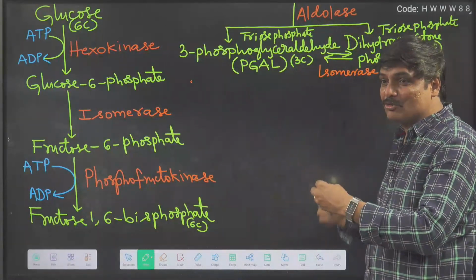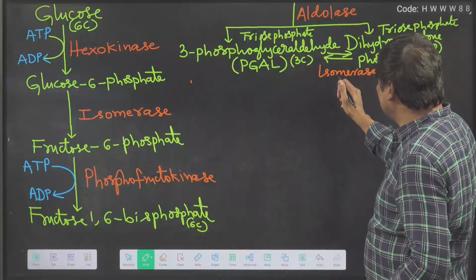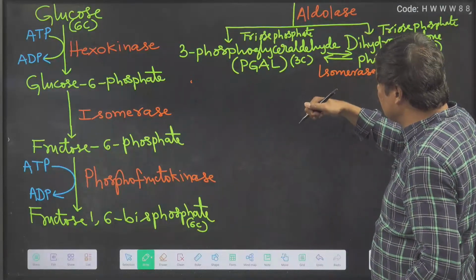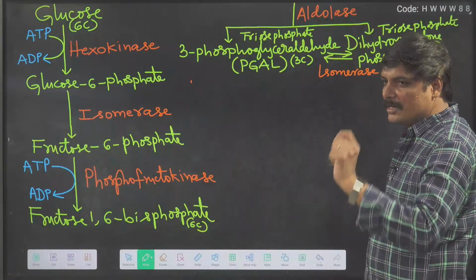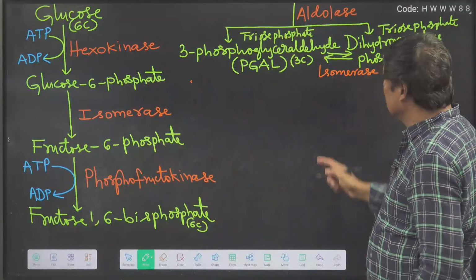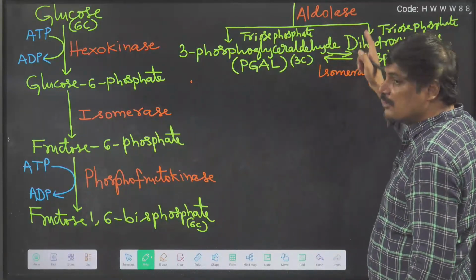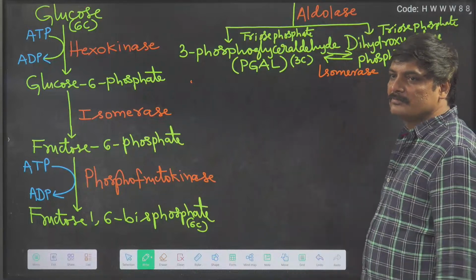This isomerization reaction is catalyzed by triose phosphate isomerase. In shortcut, I wrote as isomerase. This splitting reaction is catalyzed by aldolase.